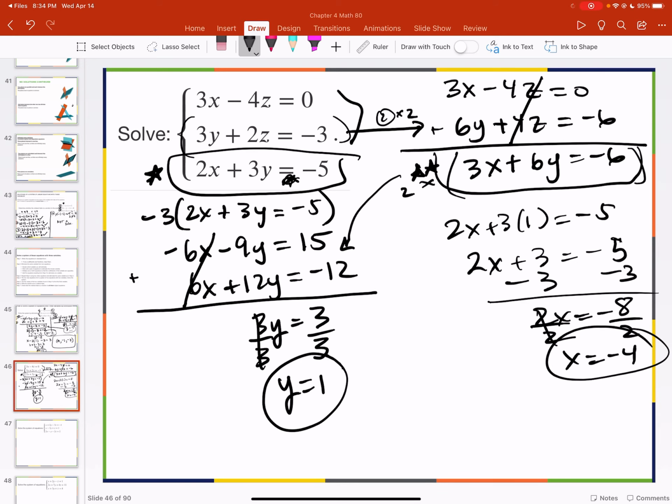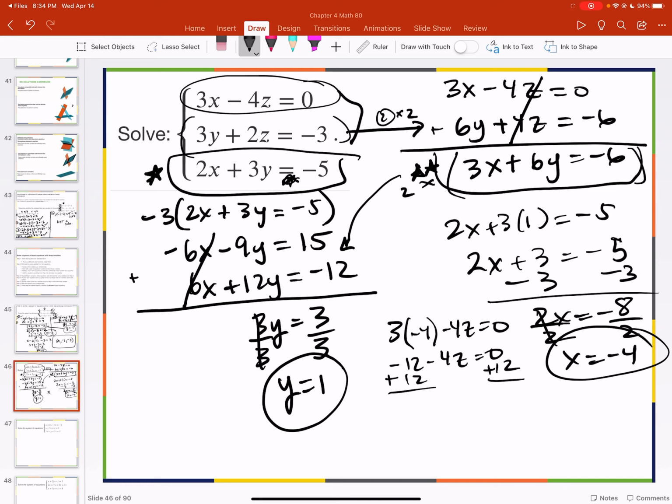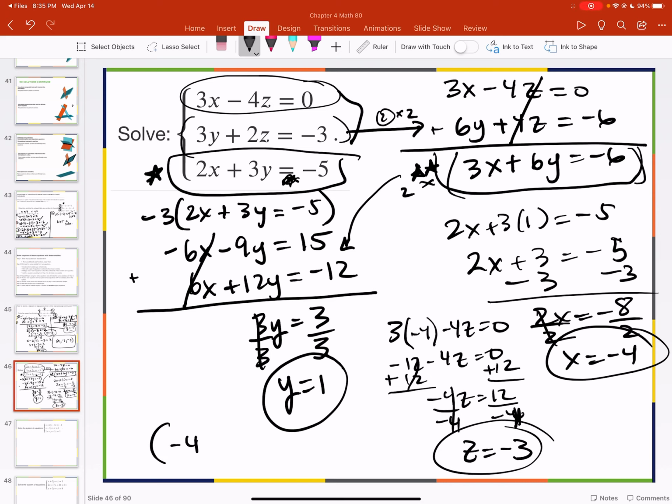Now I take either one and I can solve for z. I'll put it into the first one and plug in x to solve for z. So 3 times negative 4 minus 4z is equal to 0. Negative 12 minus 4z equals 0, plus 12 plus 12. So I get negative 4z is equal to 12. Divide by negative 4, so z is equal to negative 3, and that's my answer: negative 4, 1, negative 3.